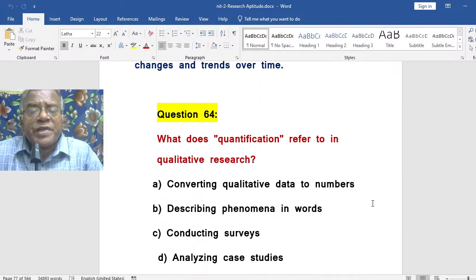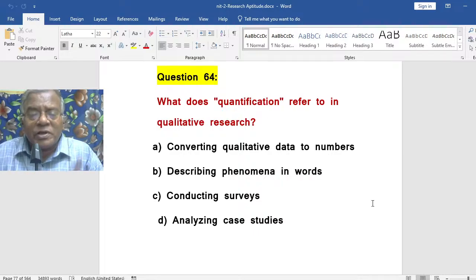What does quantification refer to in qualitative research? See, actually qualitative research will not worry about quantification as such, but at the end it has to do that. Normally the researcher himself does so many things. Of course coding and other things are there, but there is no quantification as such.